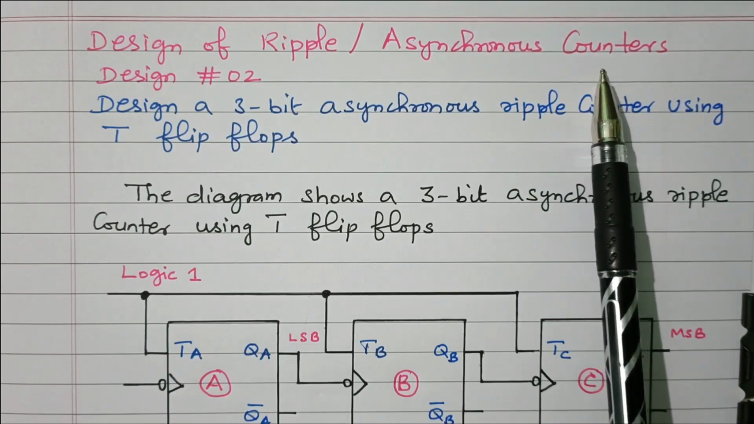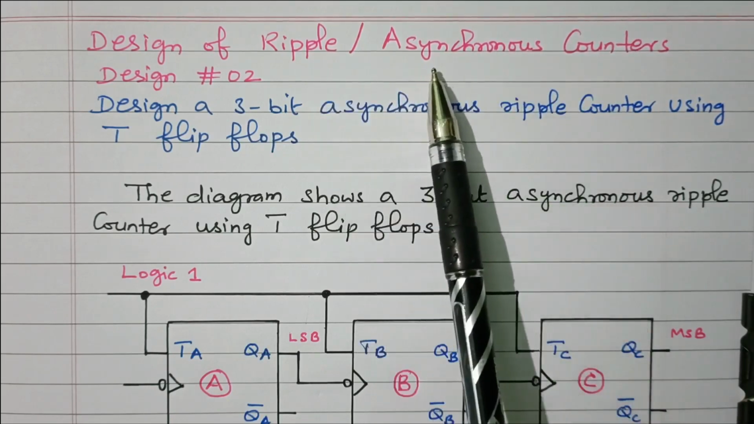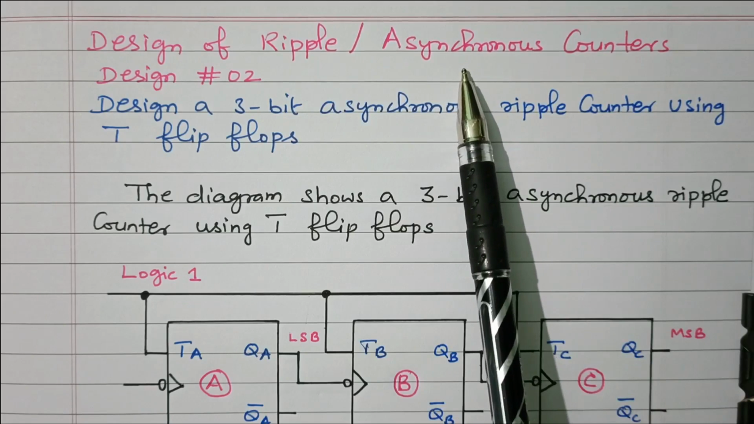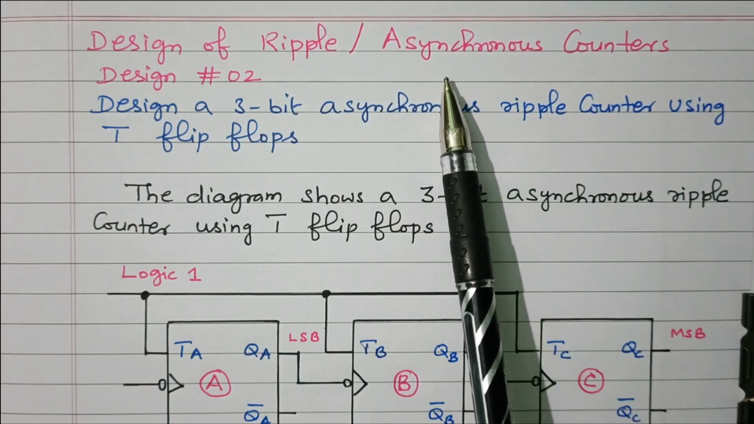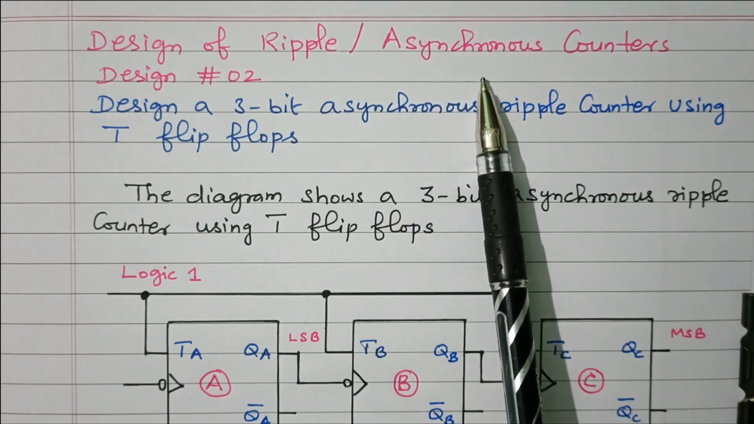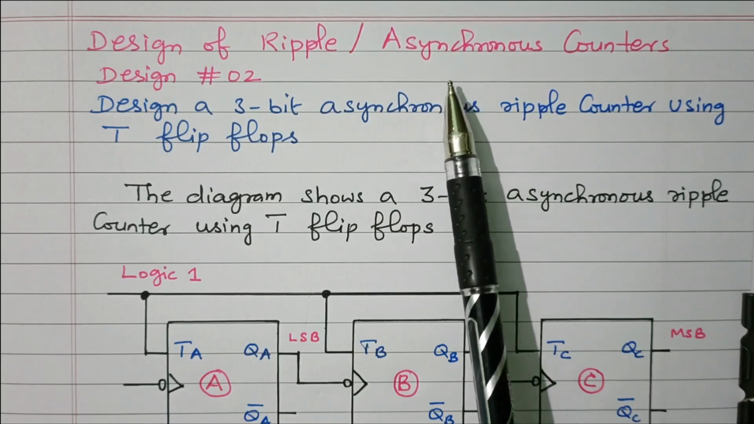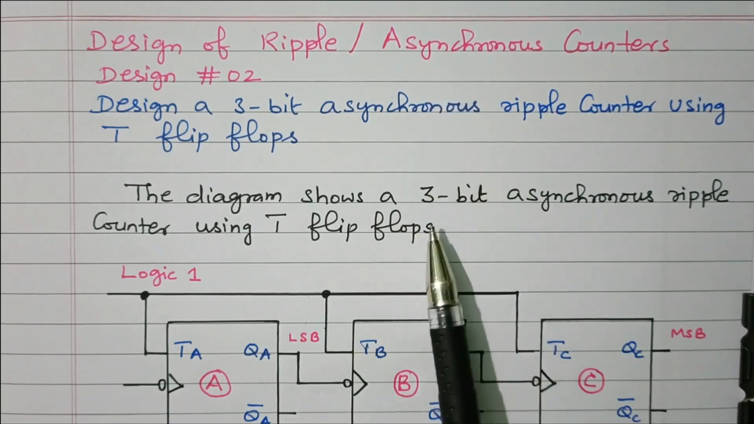It is made up of flip-flops. This asynchronous or ripple means, in this asynchronous counter, the first flip-flop will receive the clock pulse. For the remaining flip-flops, the output of one flip-flop is given as a clock signal to the next flip-flop. So the operation is asynchronous. Synchronous means all the flip-flops will receive the same clock pulse, right?